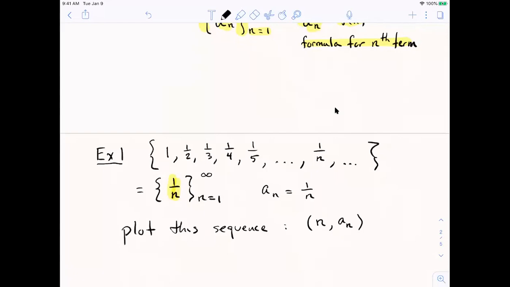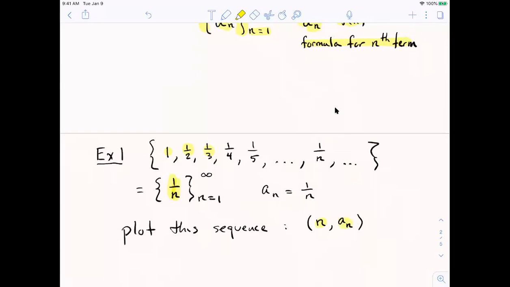So for this sequence, we'll look at a plot here in a second, but I'm going to plot points like 1, comma 1, 2, comma 1/2, 3, comma 1/3. So the first coordinate is always the position in the sequence. The second coordinate is whatever the sequence value at that position is.